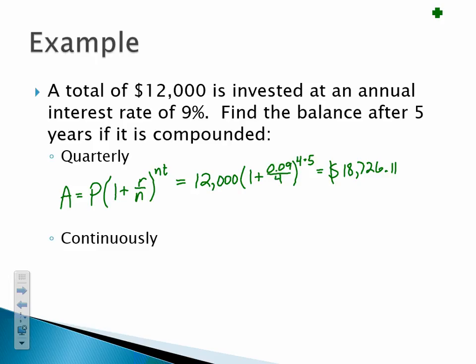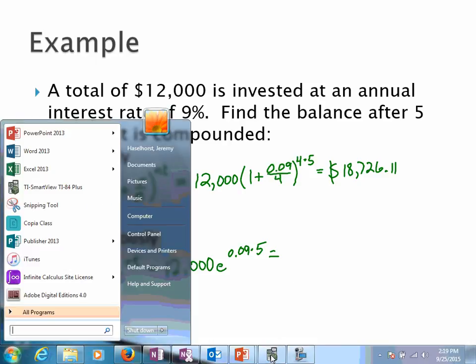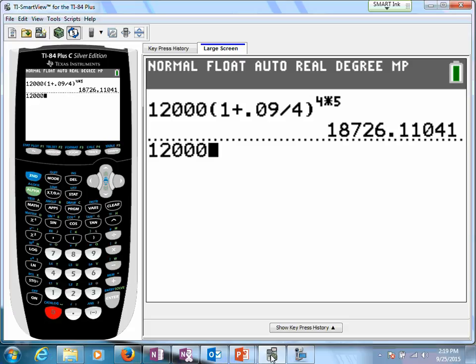All right, now let's look at what would change if this was compounded continuously. So now we're going to utilize our PERT formula. So our amount of money would be figured by our principal times our natural base raised to the RT power. And so if we plug in our values there, our principal again is $12,000. We have the natural base, and we're going to raise this to the 0.09 times 5 power. All right, so again, let's pull out our calculators and type that in.